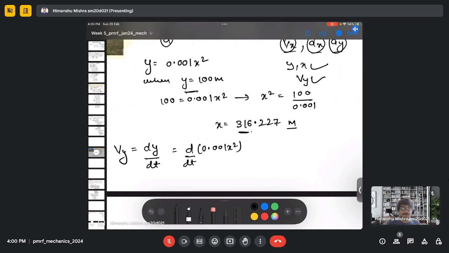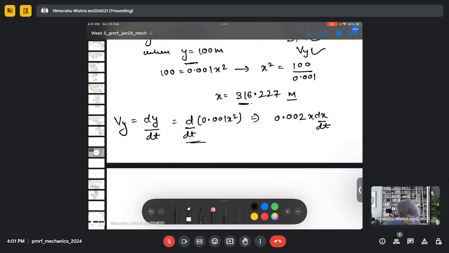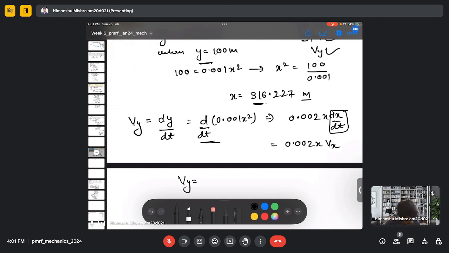Now x and y is a function of time. I mean both the distances. We can actually make a position vector in terms of x and y. So now when we differentiate this, we will get 0.002 x dx by dt. So which is 0.002x, and this dx by dt is actually my vx. So vy equals 0.002 x vx.